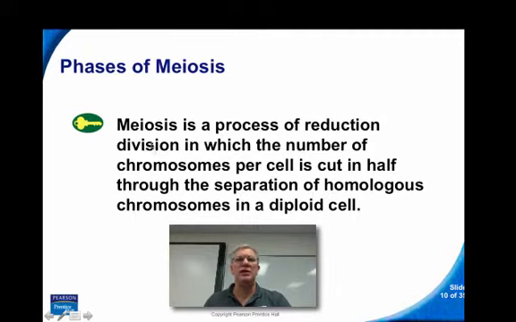So the definition for meiosis is the process of reduction division in which the number of chromosomes per cell is cut in half through the separation of homologous chromosomes in a diploid cell.